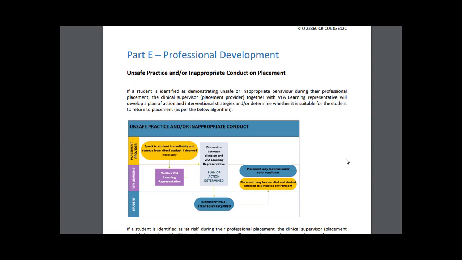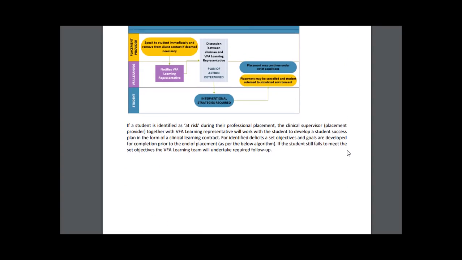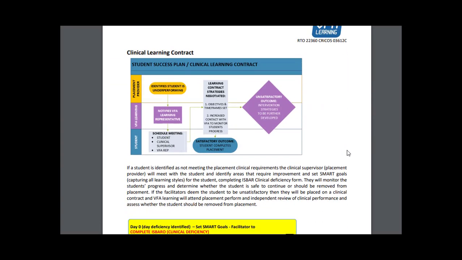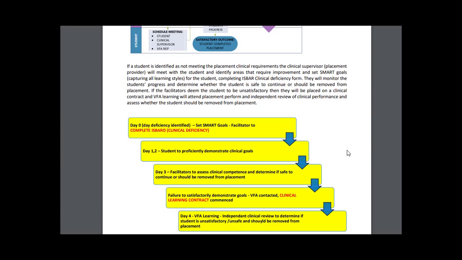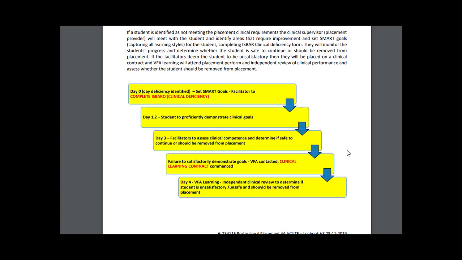And as previously explained, Section F explains where our student is clinically not meeting the requirements and what we would do to address that, working collaboratively with the hospital. You can see here the process.